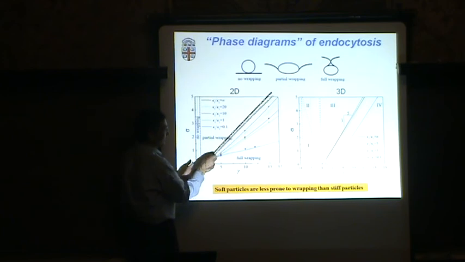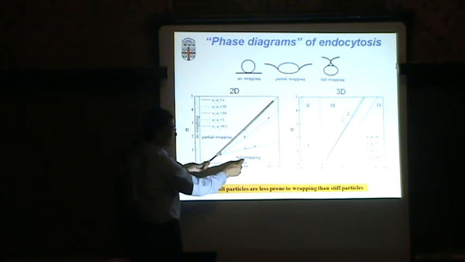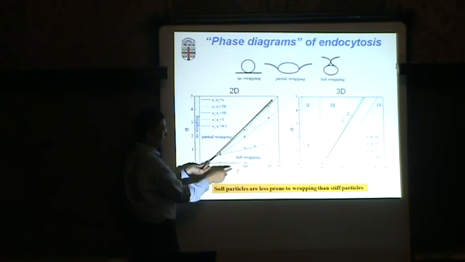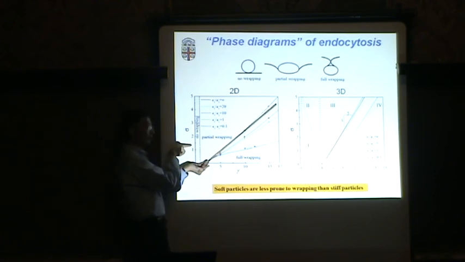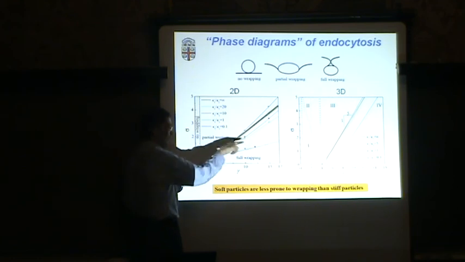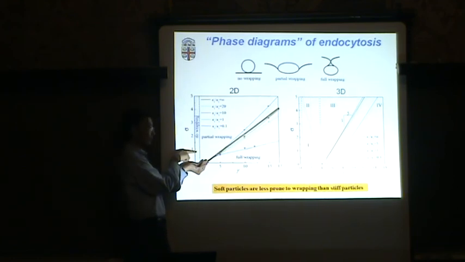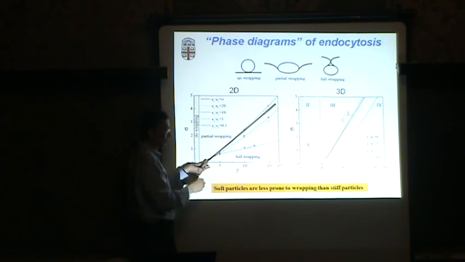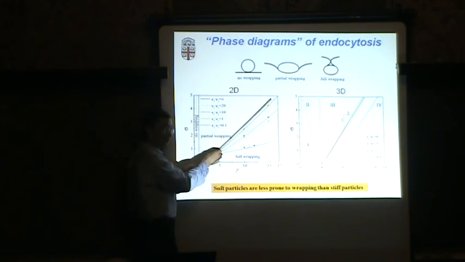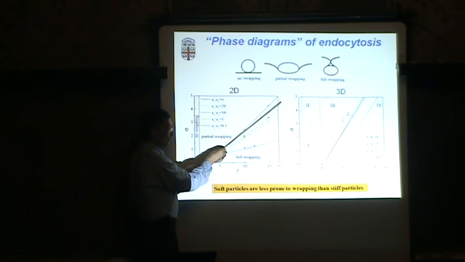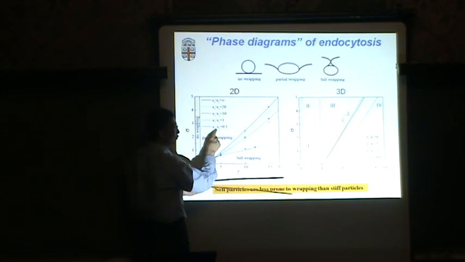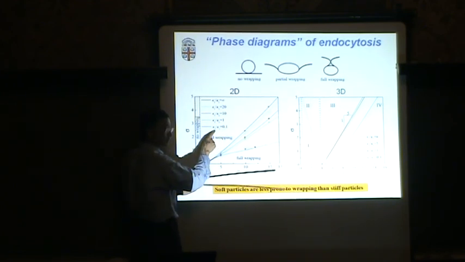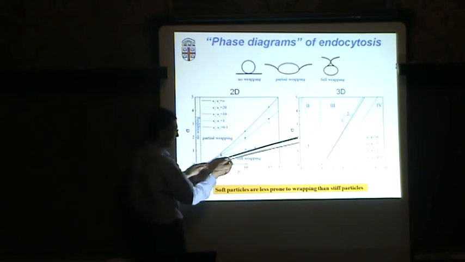If the particle is rigid, we have three phases: full wrapping, partial wrapping, and no wrapping, depending on adhesion. When you increase the adhesion, you go in this direction. If the adhesion is too weak, you have no wrapping. Increase it and naturally you get partial wrapping. Increase the adhesion further, and you can fully wrap the particle. But as the particle gets softer, the phase boundary rotates, like this. This is for when the stiffness of the particle is only 10% of the membrane. You get this one in this case.